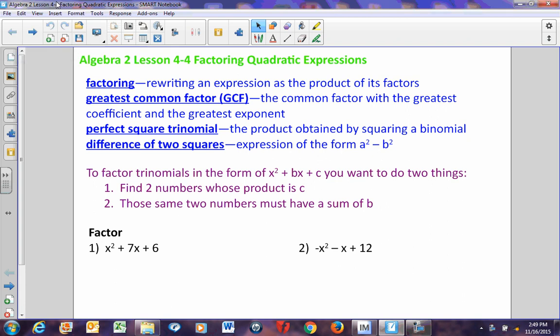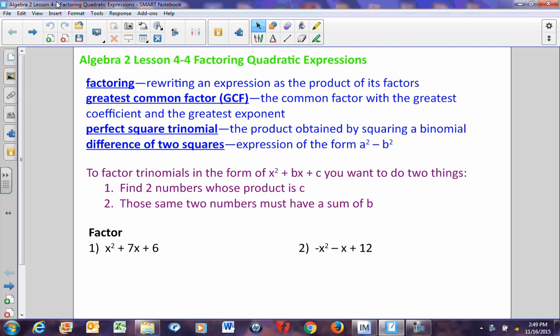This is Algebra 2 Lesson 4-4, Factoring Quadratic Expressions. Now we've done factoring before in Algebra 1. We're just going to do the same thing in Algebra 2, but they're going to assume, and I'm going to assume, that you remember factoring, so I'm going to go through it as if you don't. However, I'm going to expect you to remember it as we go through this, so that it is just really a review for you. Factoring is rewriting an expression as the product of its factors.